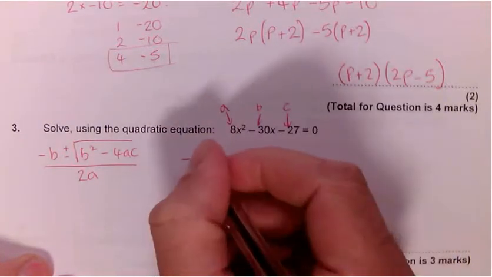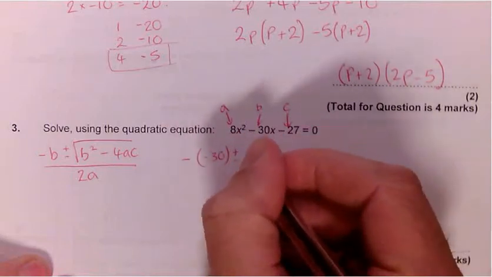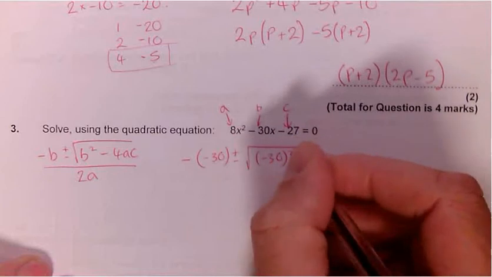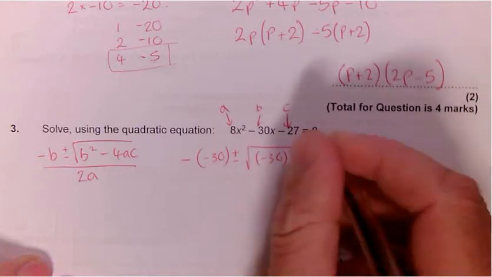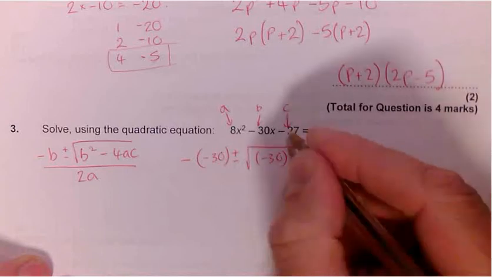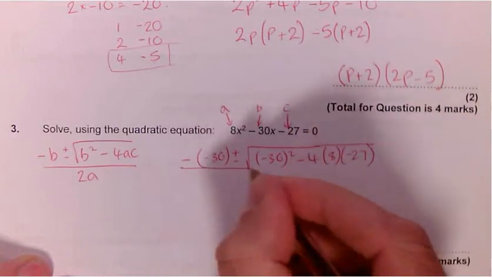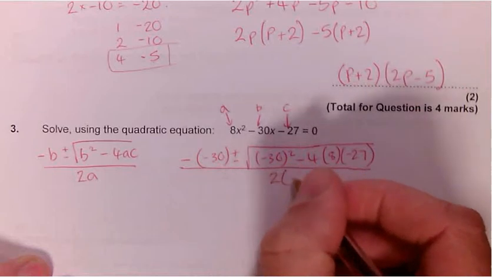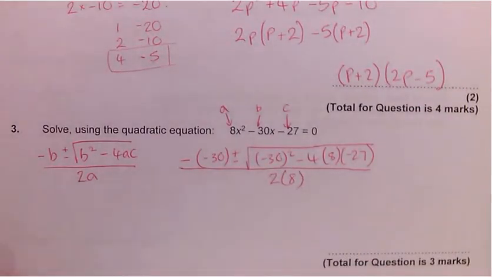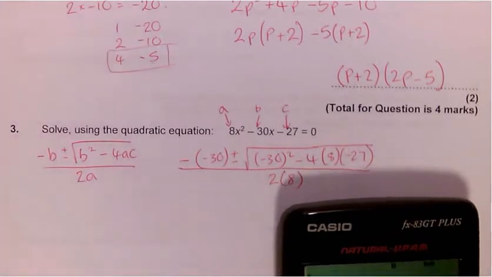So now I'm going to write this out again. Minus, and in brackets minus 30, that was the b, plus or minus the square root, minus 30 squared, that's the b squared, minus 4 lots of whatever a is, that's 8, lots of minus 27, all over 2 lots of 8. I've put brackets around everything I'm substituting in. Now the calculator knows how to work with brackets, so I'm just going to type all that in the calculator.